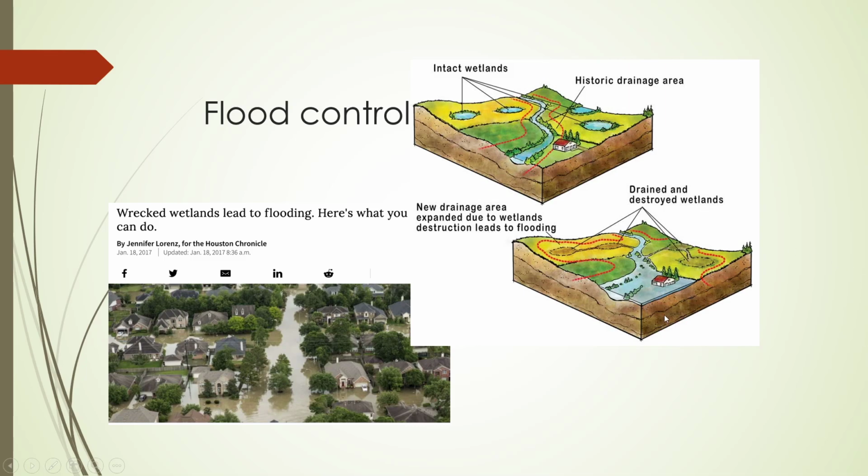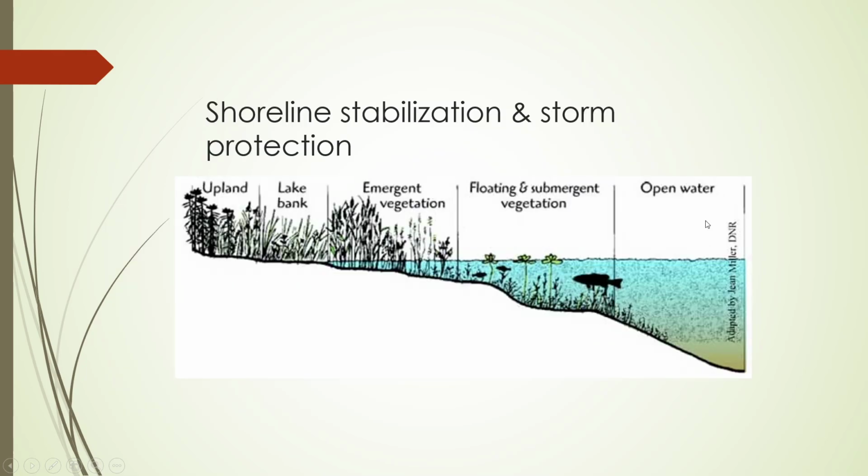So, for instance, in this example, we have intact wetlands, which then stop excess flooding. So you have the historic drainage area here. As we then create a new drainage area because of wetland disruption, it causes flooding, which is unwanted.